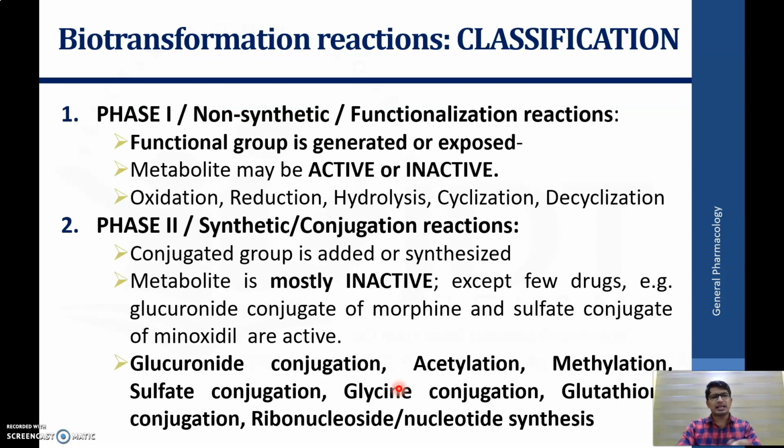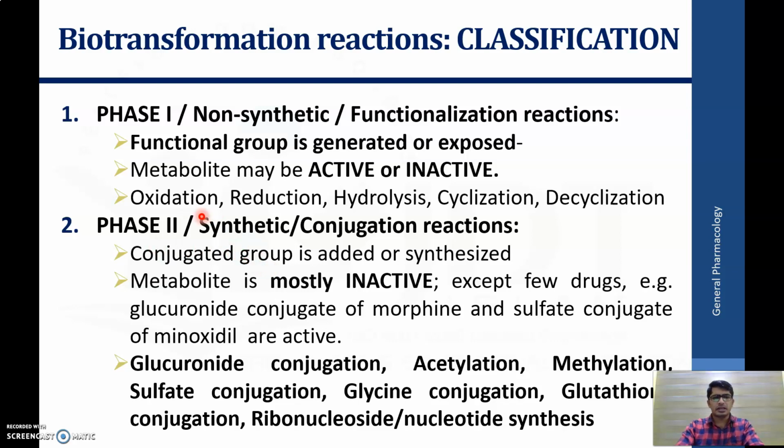Okay, now coming to the classification of biotransformation reactions, that is, how the biotransformation reactions take place. So it is mainly classified into two, phase 1 and phase 2. Phase 1 is also known as non-synthetic or functionalization reaction, and phase 2 is also known as synthetic or conjugation reaction. In phase 1 reaction, a functional group is generated or exposed, and the metabolite may be active or inactive, and different reactions in phase 1 are oxidation, reduction, hydrolysis, cyclization and decyclization.